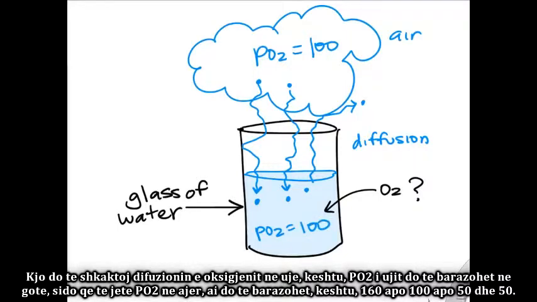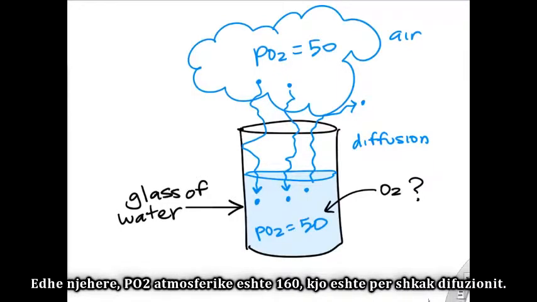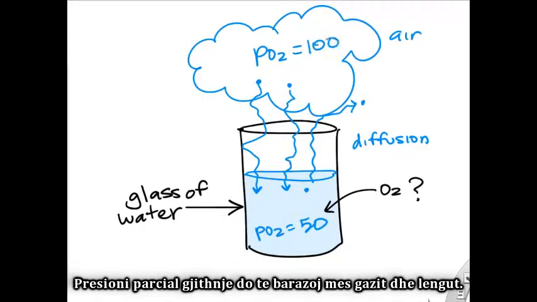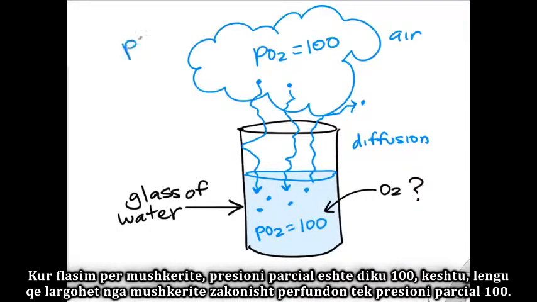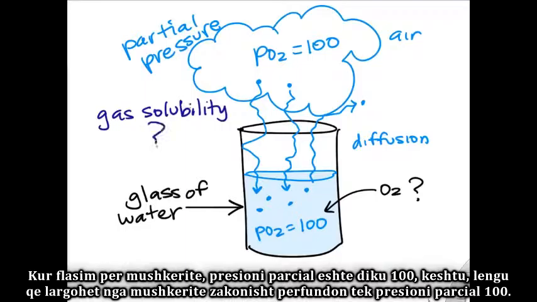So 160 or 100 or 50 and 50. So again, our atmospheric PO2 is about 160. This is due to diffusion. The partial pressures will always equalize between the gas and the liquid. And when we talk about the lung, it's a partial pressure of about 100, and so the fluid leaving the lung will usually end up at a partial pressure of 100 as well.